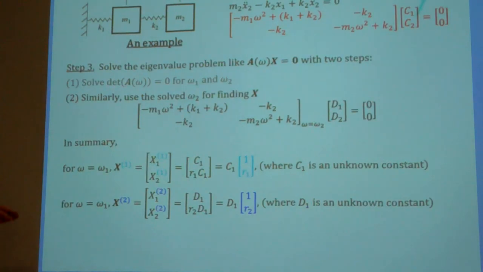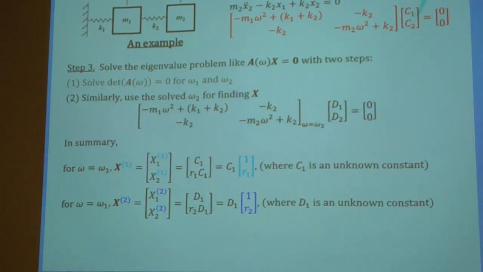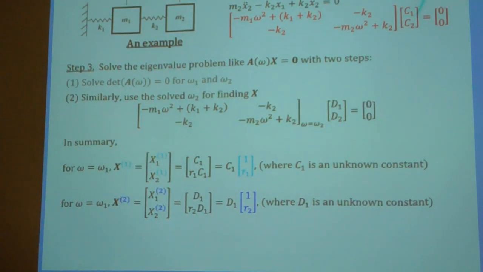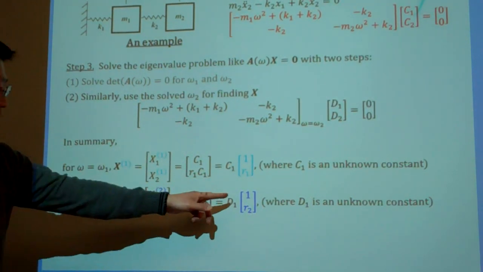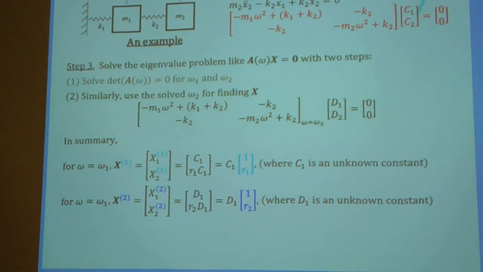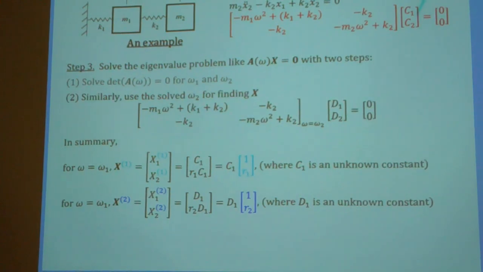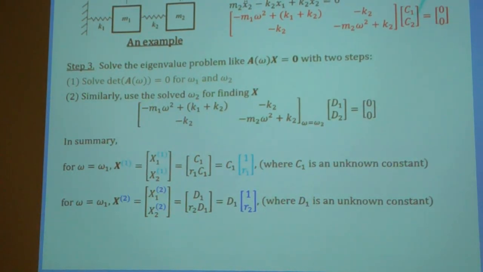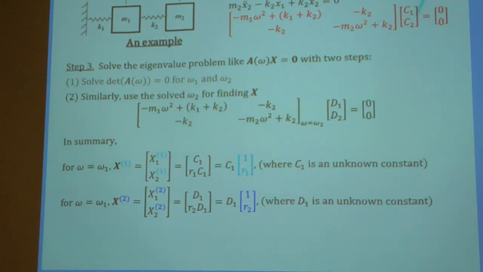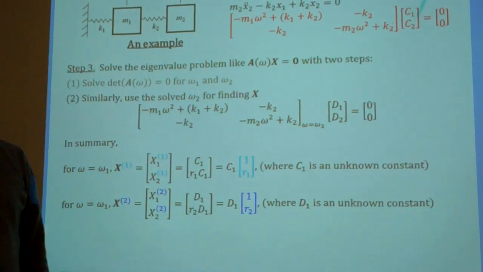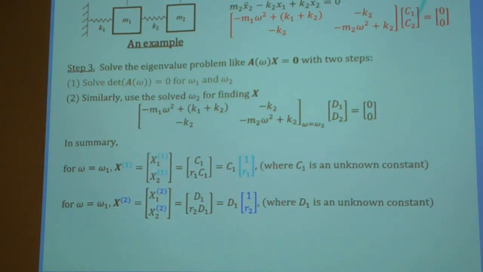So this page is a summary of what we have done. For the first vibration mode, we have a certain vector. For the second one, we have a certain one. And the two vectors shouldn't be the same. Again, if you come up with the same vectors, then double check your calculations. Any questions to this step? Are we good? Okay.